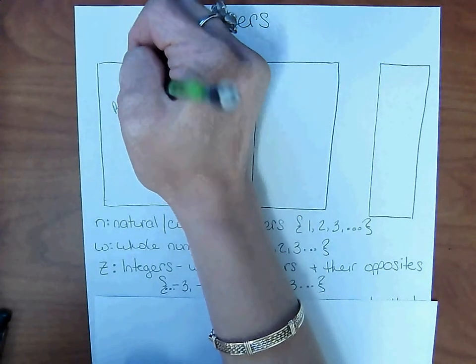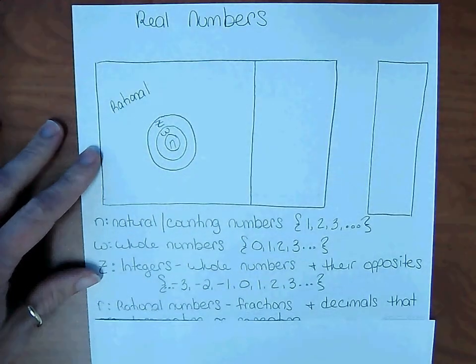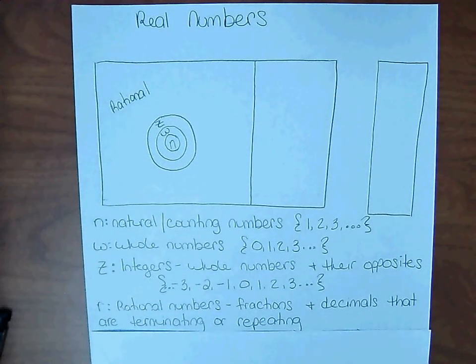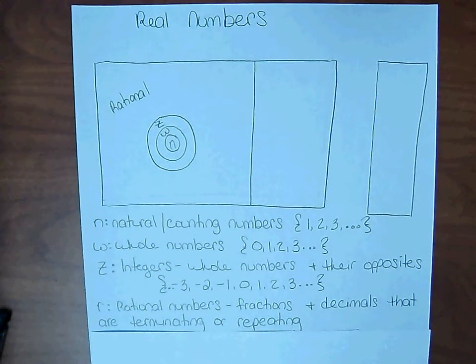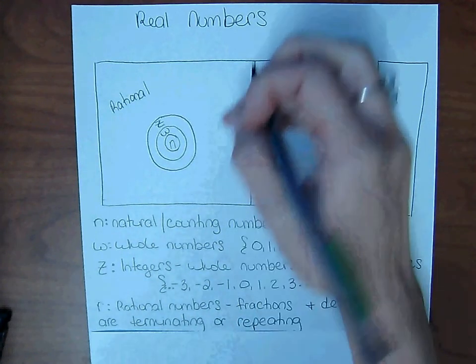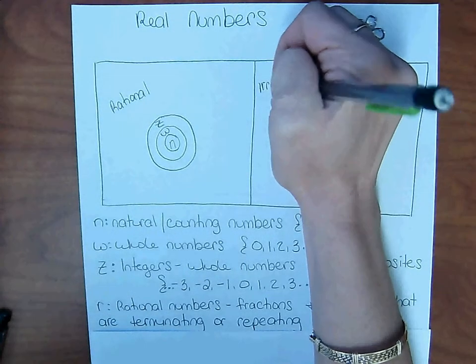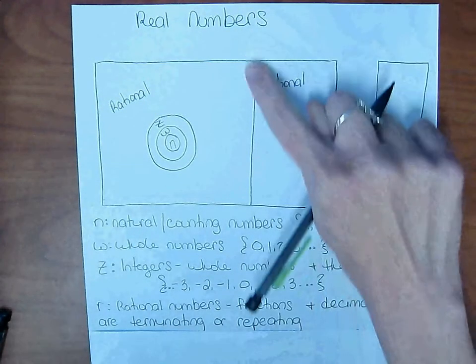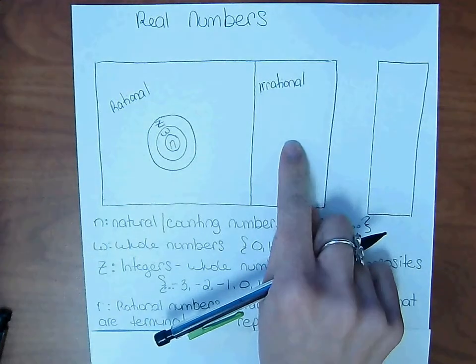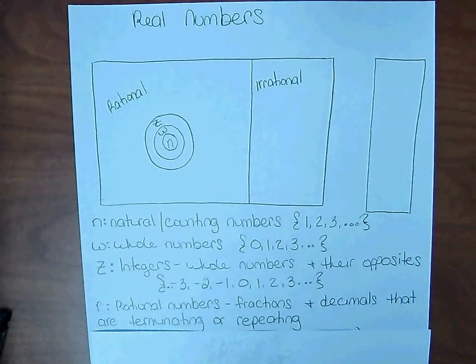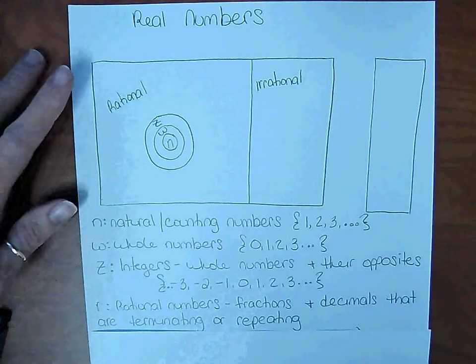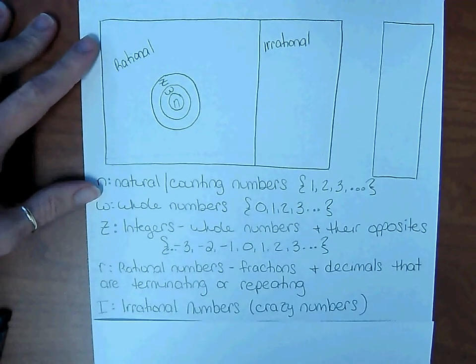And rational numbers are fractions and decimals that are terminating or repeating. If you use the word rational to describe a person, you know that person can think things through, they put thought into what they're doing. Well, the opposite of rational then would be irrational. And notice there's a divider between rational and irrational numbers. These numbers are not the same thing. They're not part of the same set. Well, irrational would be crazy. So you could think of irrational as crazy numbers.